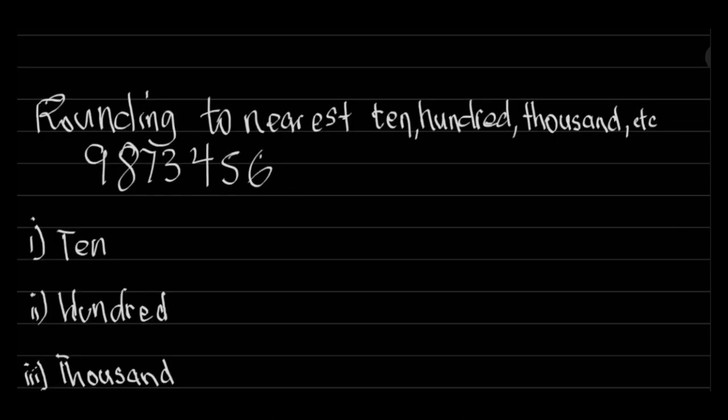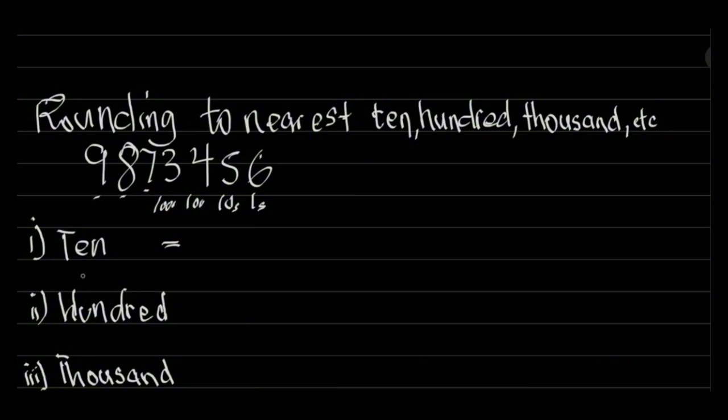Now we will look at rounding up numbers to the nearest 10, 100, 1,000, etc. So we have 9,873,456, and we are to round it to the nearest 10, 100, and so on. To round to the nearest 10, we have to know our place value. This is ones, this is tens, hundreds, thousands, 10,000s, 100,000s, and then millions.